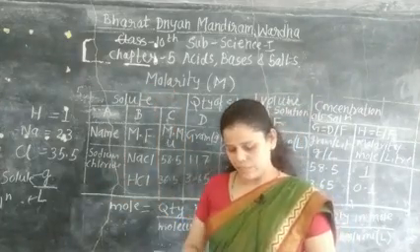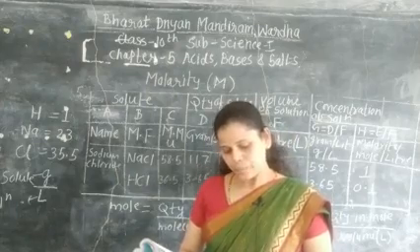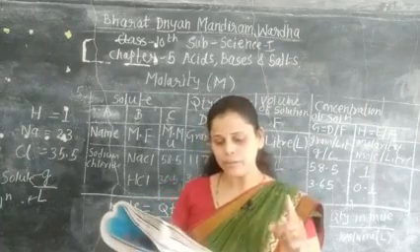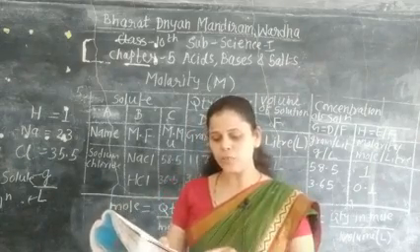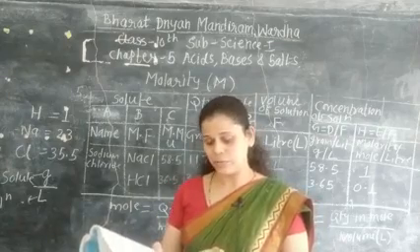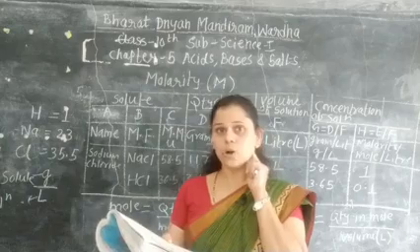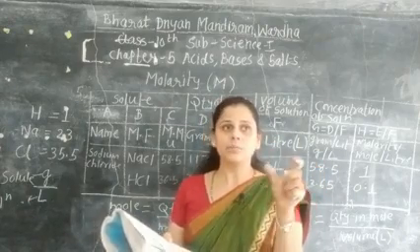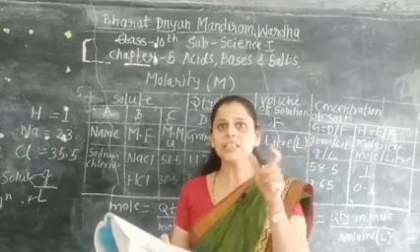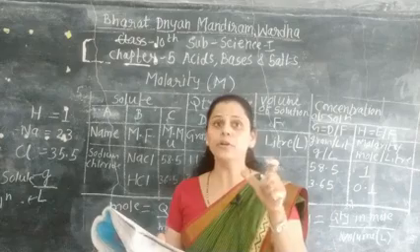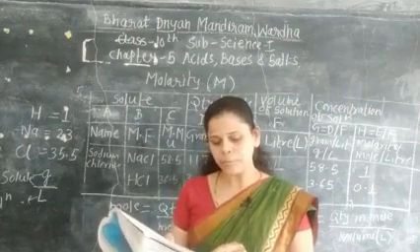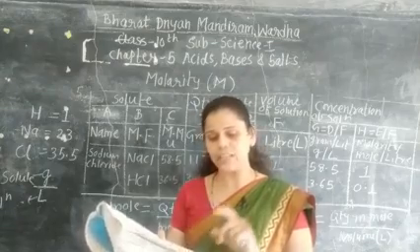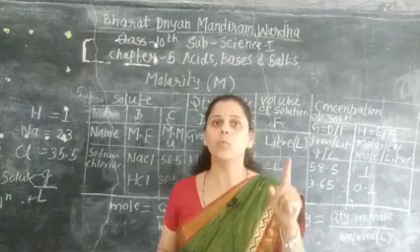Then, for example, NaCl equals 1 means the molarity of the solution of NaCl. NaCl is common salt, the molecular formula of sodium chloride. Na is for sodium, Cl for chlorine. 1 means the molarity of the solution of common salt is 1 mole per liter, or 1 molar.